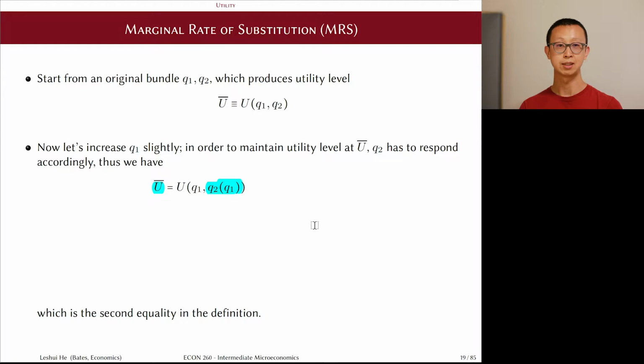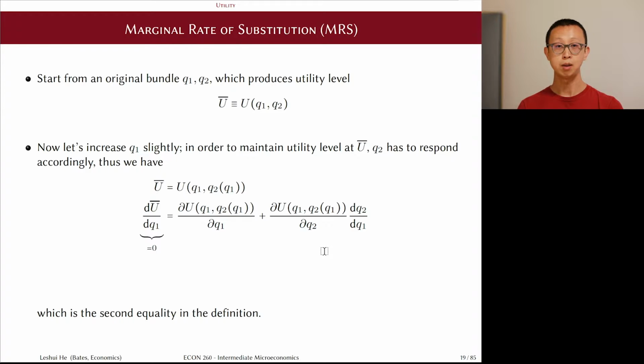So how is that reflected in algebra? Well, we will take a derivative of this function with respect to Q1. And that's exactly what we do. We dial up Q1 by a little bit and let the function react. As we take the derivative of U bar on the left-hand side with respect to Q1, the derivative should be 0, because that's exactly what we're trying to do. We require the derivative to be 0 in order to stay along the same indifference curve.